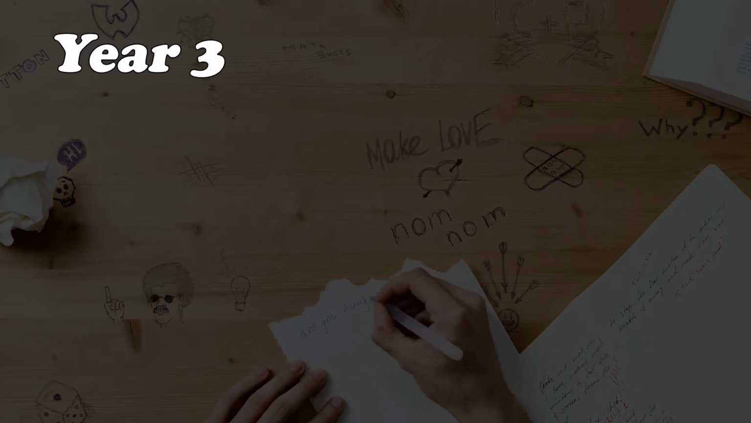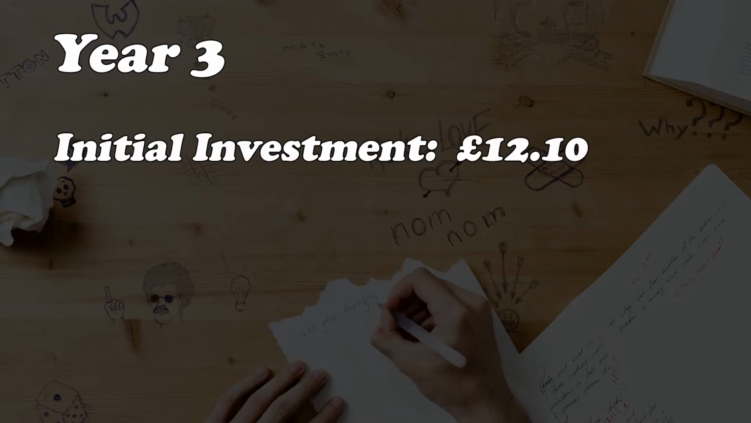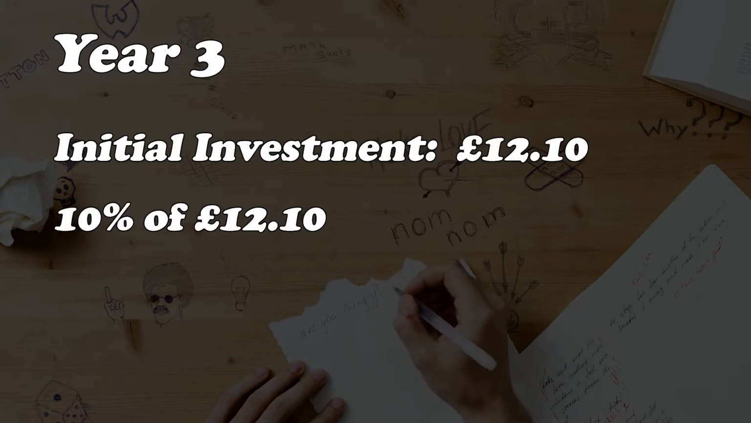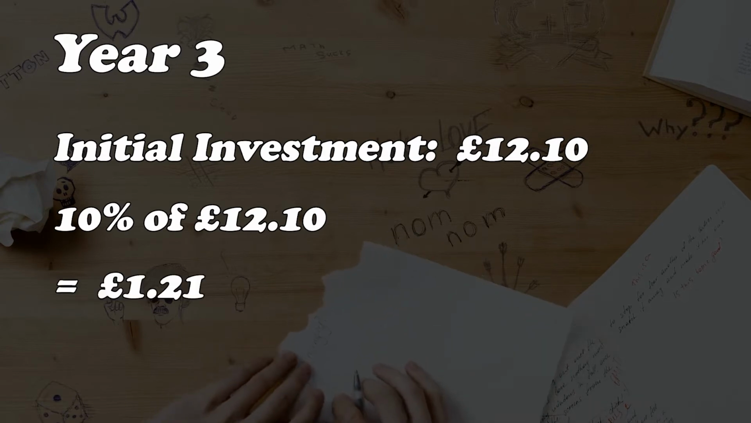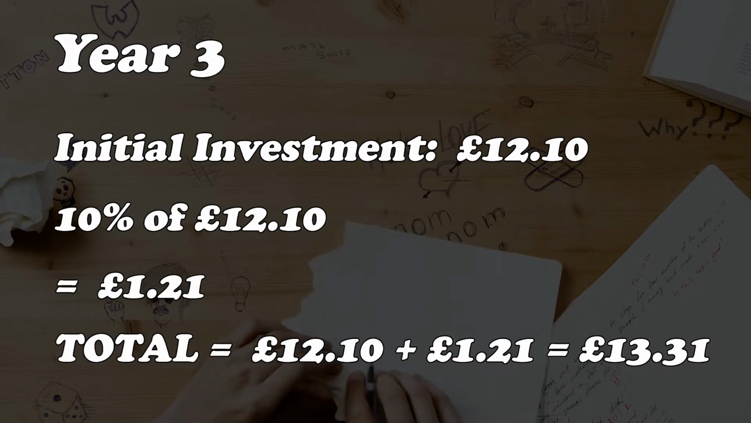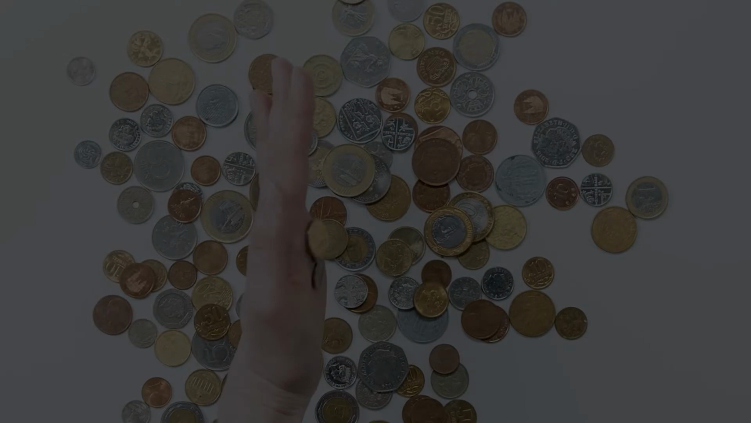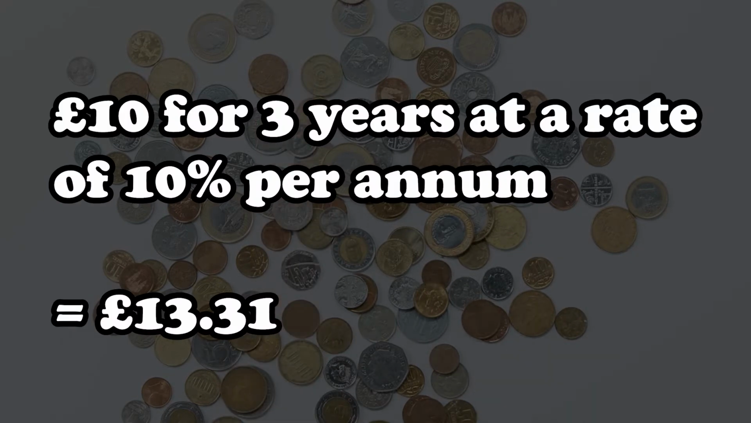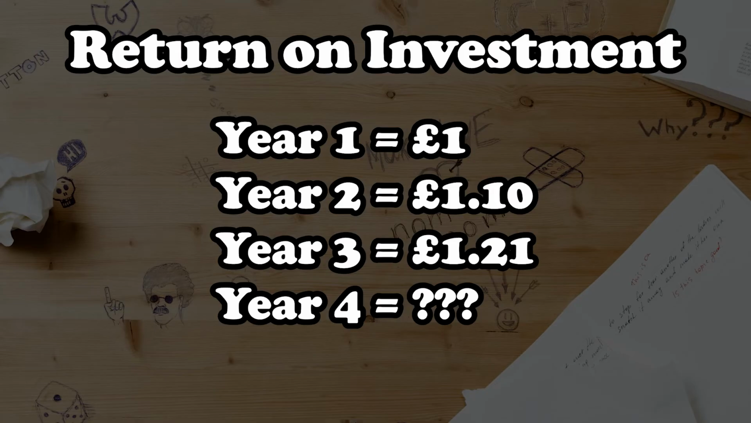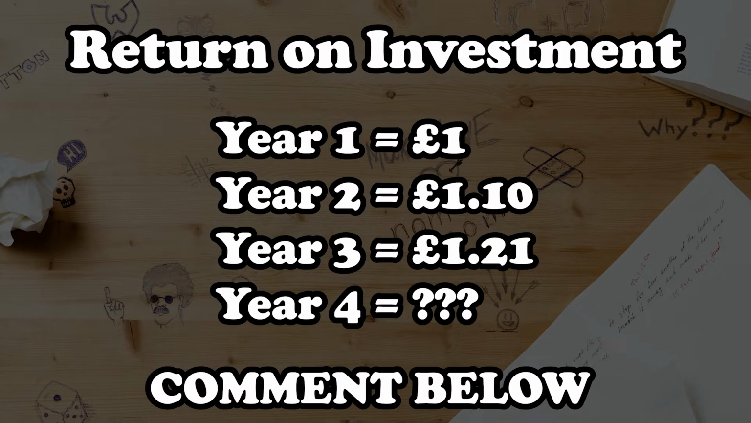Let's repeat the process one last time for year 3. This time you put in your £12.10, get your 10% return, so at the end of year 3, you'll get £1.21, giving you a total of £13.31. So to summarise, what does this show us? It shows us that if you were to invest £10 for 3 years at a rate of 10%, you would end up with £13.31. But did you notice something? Every year, your return grows and it grows more than the previous year. This is why compound interest is such a powerful tool, and you might hear many investors say something like, time in the market beats timing the market.